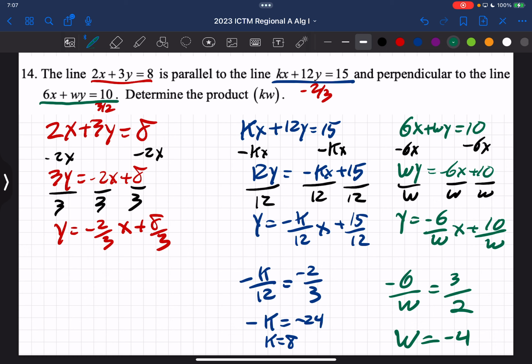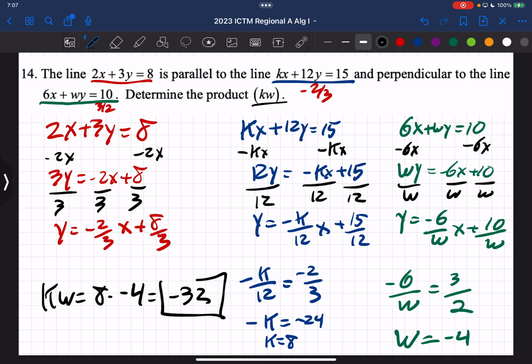Now, what we want is the product kw. So kw equals 8 times negative 4, so that is negative 32. So there's our answer.